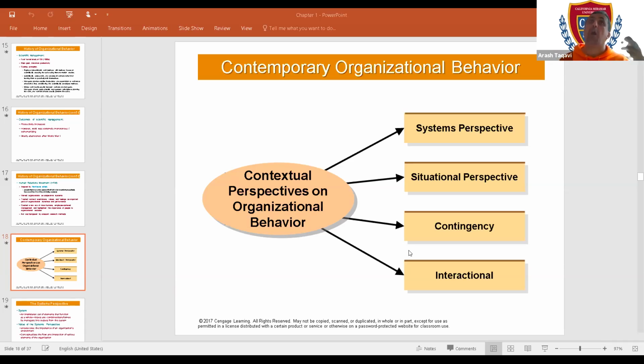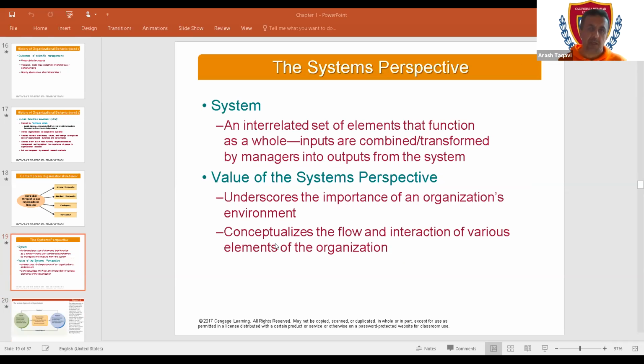If you are high context, every word can have different meaning for you. You will be confused. It is the importance of contextual perspective on organizational behavior.